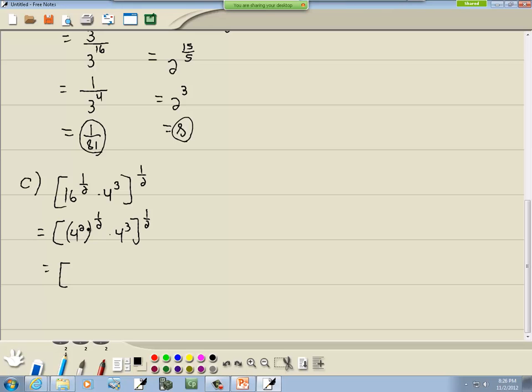Well, here I'm going to raise one exponent to another exponent, so I multiply them together. 2 times 1/2 gives us 2/2 or 1. So this is like 4 to the 1st times 4 to the 3rd to the 1/2. Well, 4 to the 1st times 4 to the 3rd, you add the exponents. So that gives us 4 to the 4th raised to the 1/2 power. Now you're raising one exponent to another exponent, you multiply them together. So that's going to give us 4, and then 4 times 1/2 gives us 4/2. 4/2 is 2, and 4 squared gives us 16.